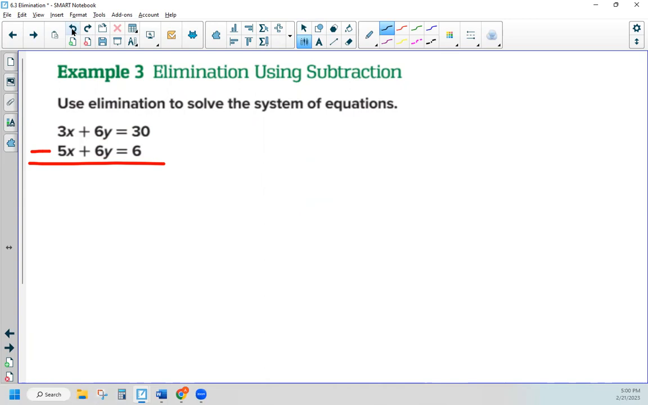You got to do it in order. Okay, so you have to do 3 minus 5 because the 3 is on top. You can't mix and match the order and do the order that you want. So 3 minus 5 is going to give us -2x in your x's. And then here we have a 6y minus a 6y, which is going to cancel. Once again, this is called the elimination process because of that. And then we have 30 minus 6, which is going to give us 24.